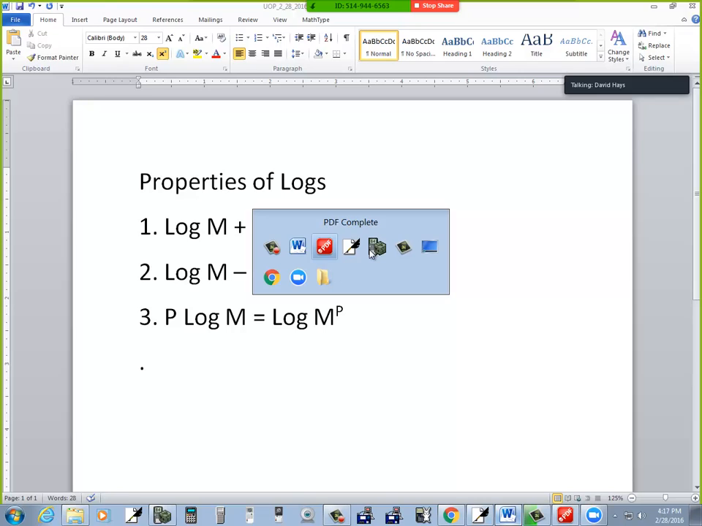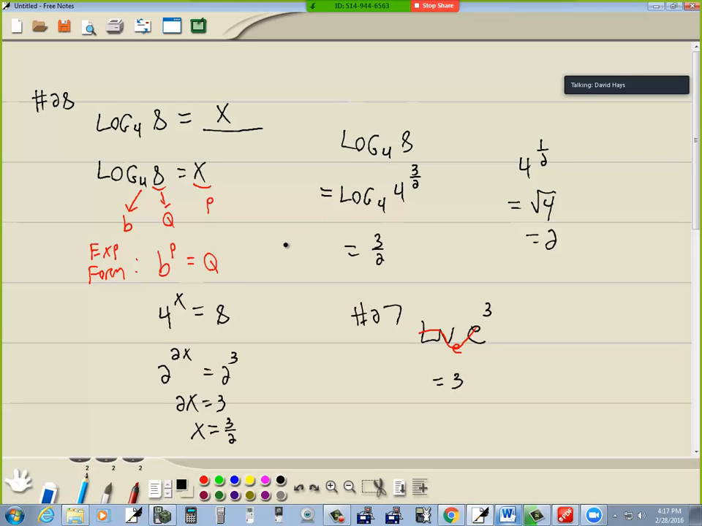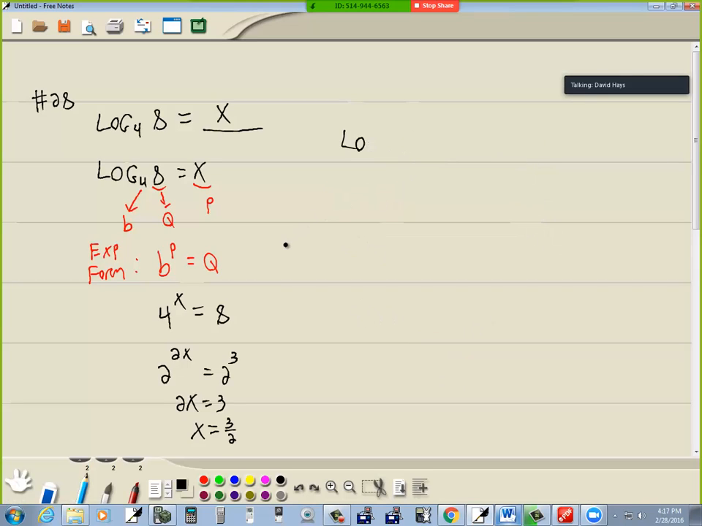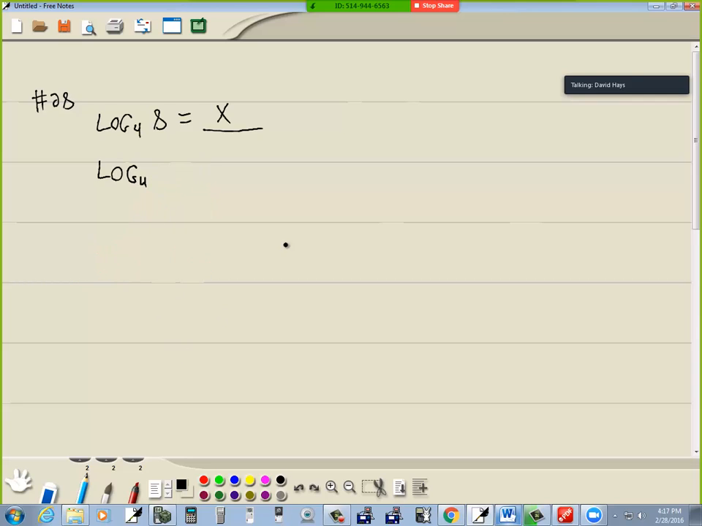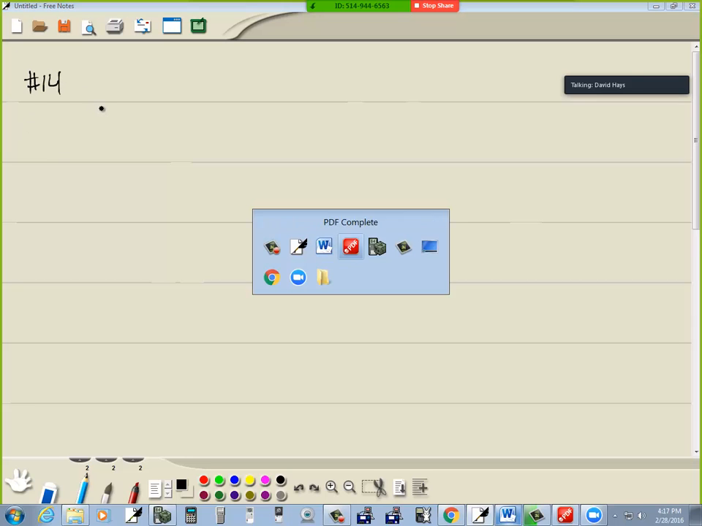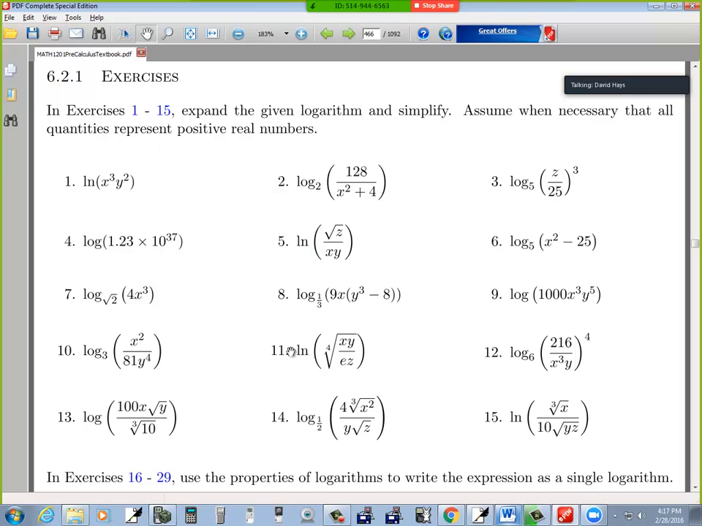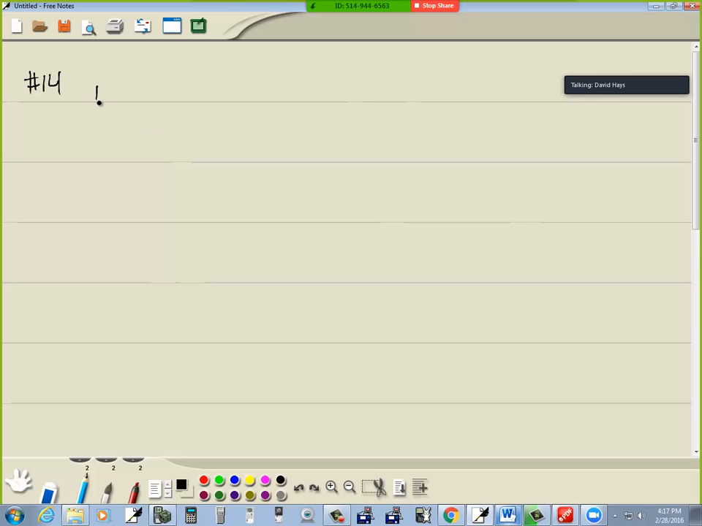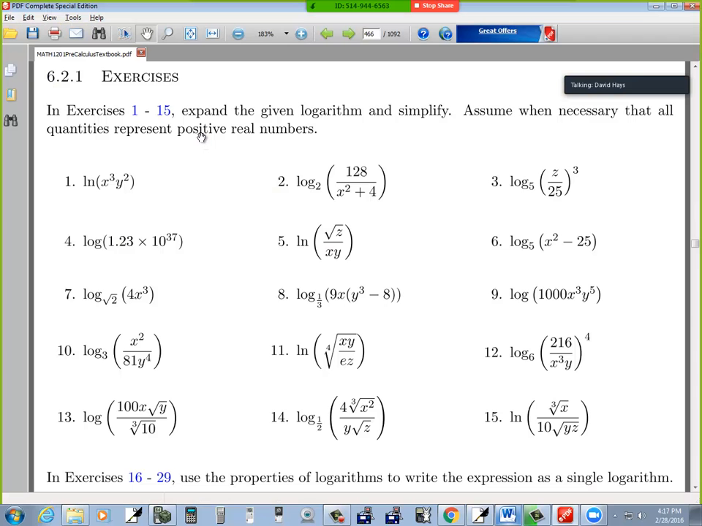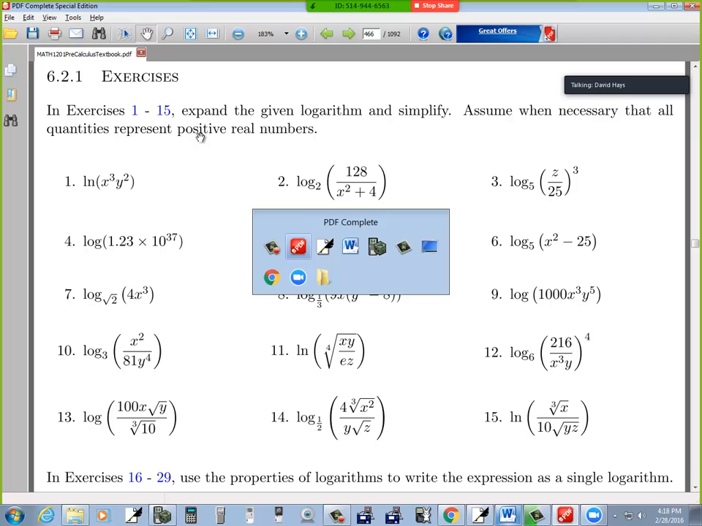Okay, so let me clear this off. And number 14. Number 14 got log base 1/2 of the cube root of x squared.